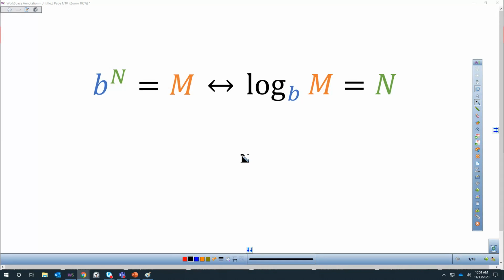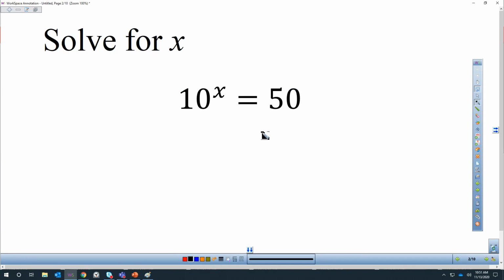So you remember last time we talked about this method of rewriting the equation, either taking it from exponential form and turning it into log form, or going the other way. So let's review that real quick. So here's an example where we want to solve for x. We're told 10 to the x equals 50.